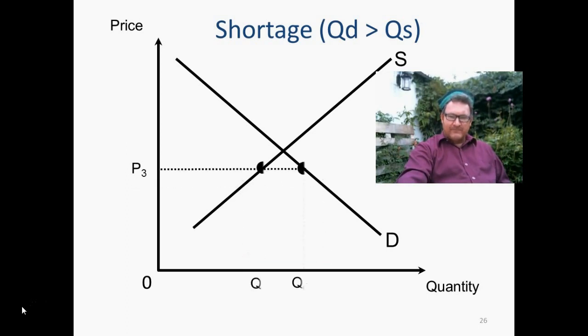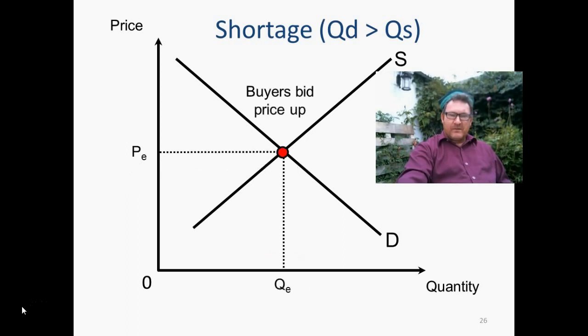Price rises again. Again, the quantity supplied increases and the quantity demanded decreases. But there is still a shortage. When there's a shortage, the buyers continue to bid the price up, until the buyers bid the price up to a level where the quantity demanded by the buyers is precisely equal to the quantity supplied by the sellers.